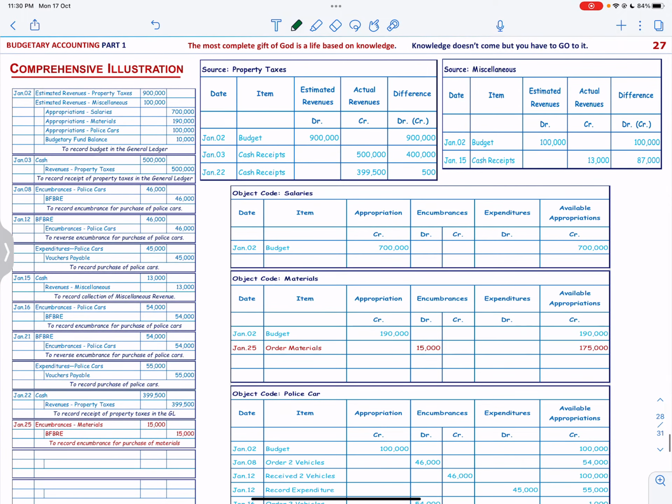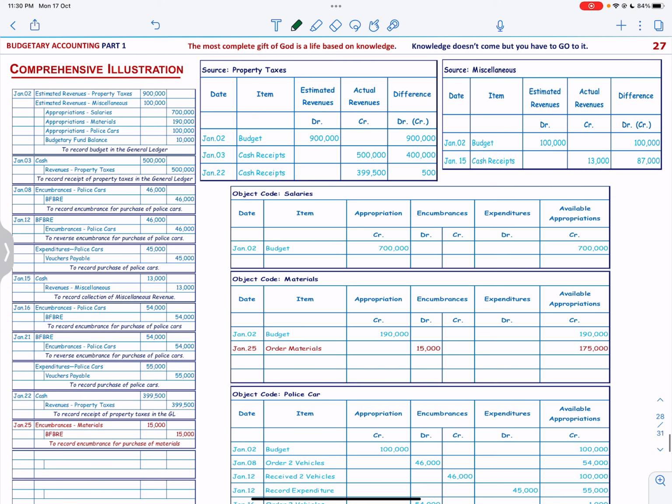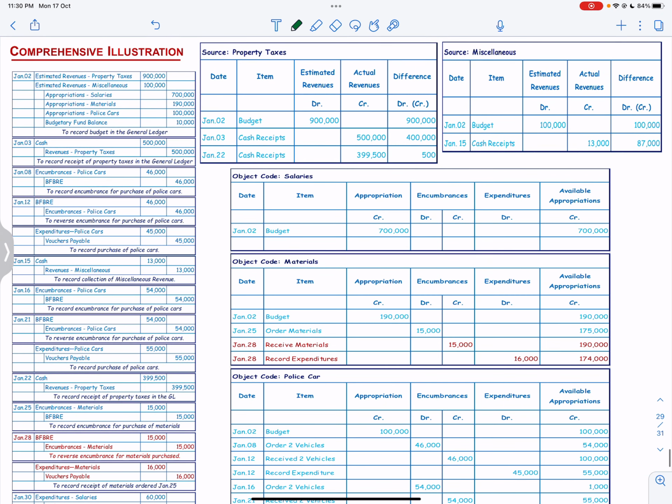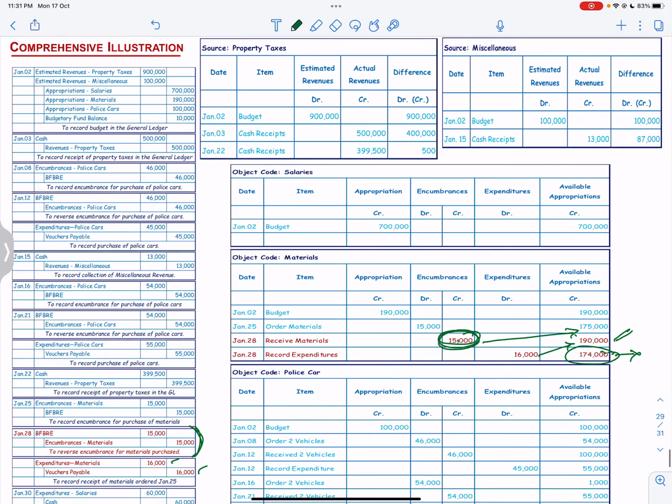Then again we are placing an order for the material, and when we are placing an order for the material, again there is an encumbrance for the material for 15,000, and we are left with 175,000. Next, we are receiving the material, and once we receive, first of all the encumbrance will be reversed. So you can see that now encumbrance is credit, and this amount is added back to the appropriation. That makes 190, and then we have received material for 16,000. That means we still have 174,000 to be spent under the head of materials.